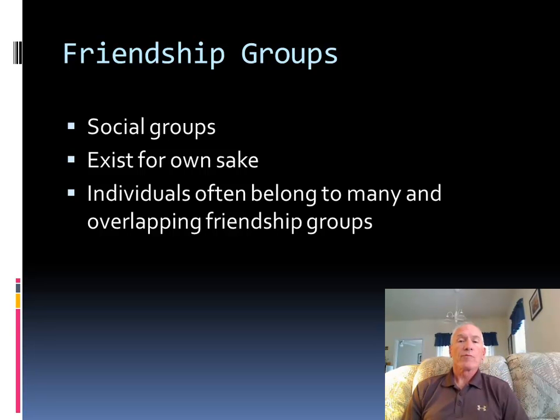There are, of course, friendship groups that are social in nature and typically exist for their own sake. There may be a group of officers who like to golf, a group of officers who like to ride bicycles, a group of officers who like to go to the gym at a particular time, maybe before or after a shift. So you find social groups forming, and this is common in any organization. Individuals may belong to any number of friendship groups, and there'll be some overlap in these.